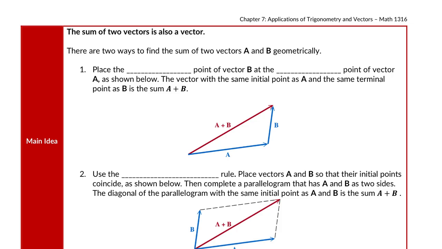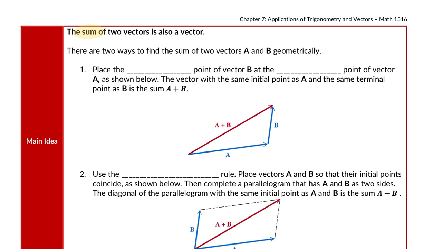Including what it means to do the sum of a vector. When we're working with the sum of two vectors, we are also creating a vector. So the sum of two vectors is a vector. There are two ways to find the sum of the vectors A and B geometrically, which is how we're going to do them, aka we're drawing pictures.